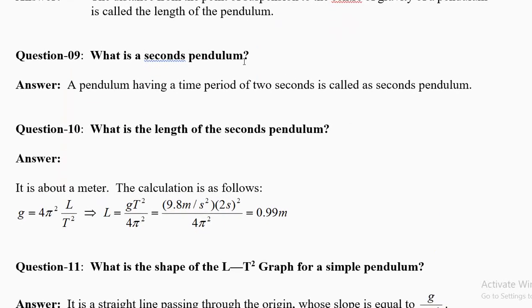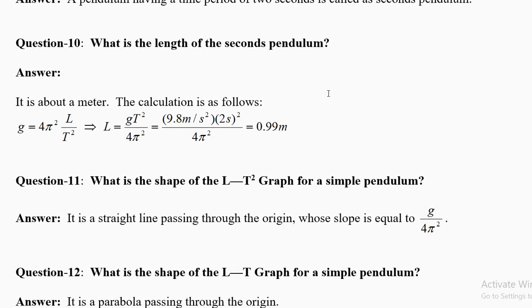What is a seconds pendulum? See, the seconds pendulum, the period of oscillation is 2 seconds. Going and coming total 2 seconds. It is called seconds pendulum. What is the length of a seconds pendulum? Calculate. G equal to 4 pi square L by T square, so L equal to G T square by 4 pi square. T is how much? 2 seconds.